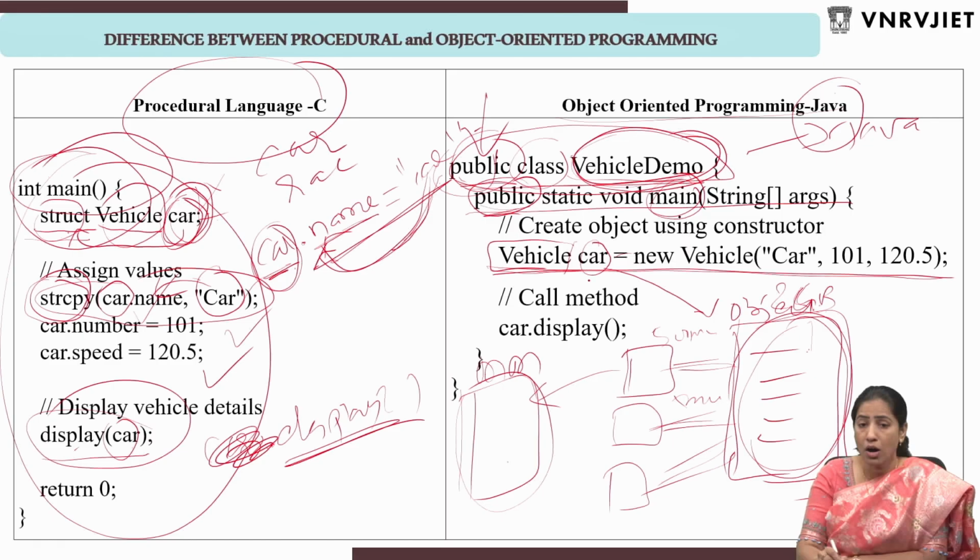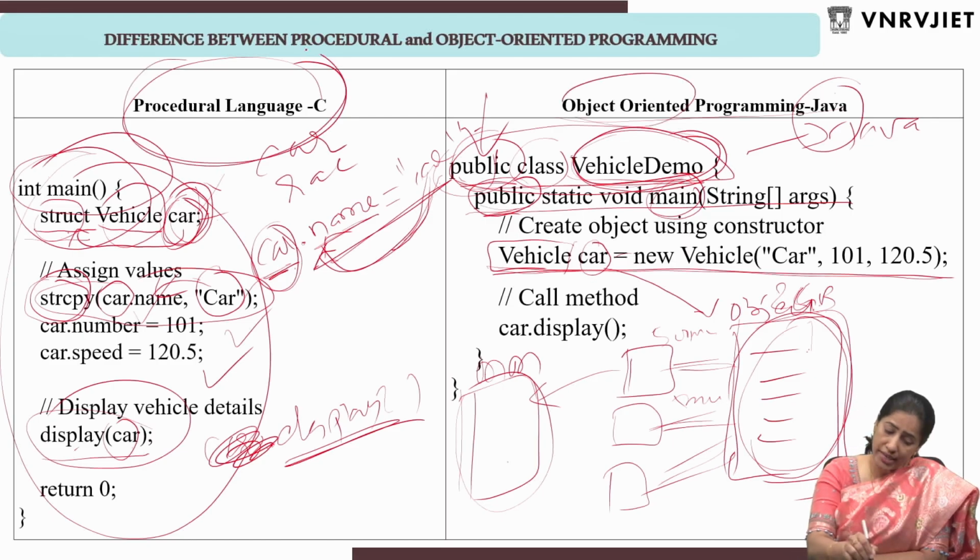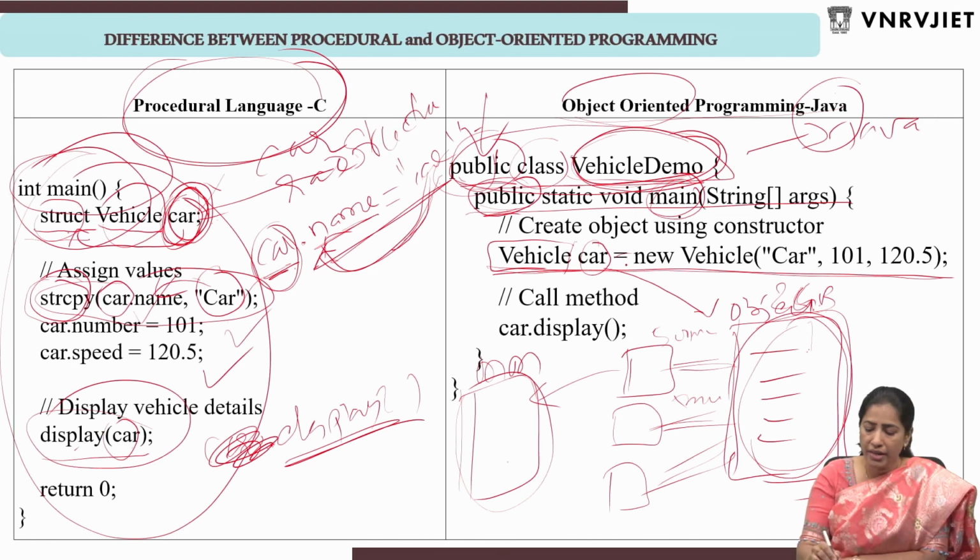Here we call it an object in object-oriented programming. Whereas in structure-oriented programming, we call car a structure variable. Here we call car an object in object-oriented programming.